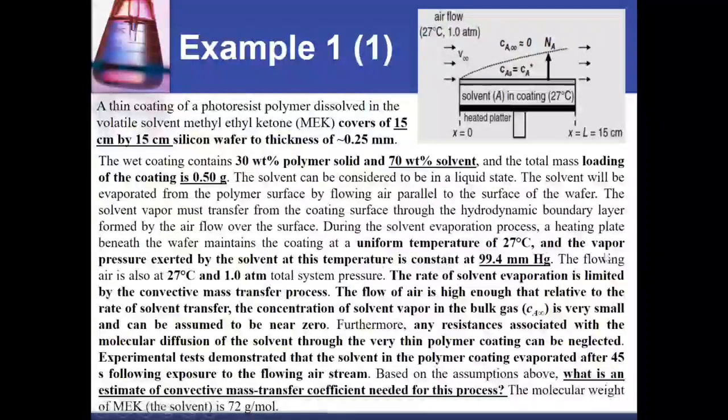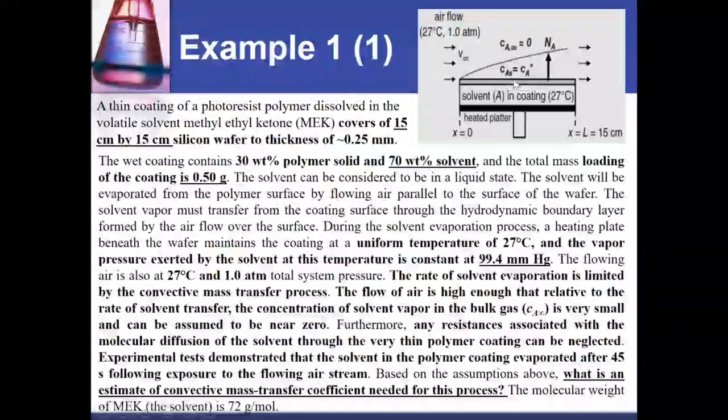So the total pressure, or the air flowing here, is also at 27 degrees Celsius, so the same temperature, and a total pressure of 1 atmosphere. The rate of solvent evaporation is limited by the convective mass transfer process. So you will have the solvent diffusing through the coating layer, and then once it reaches here, it will transfer by convection. And in this bulk of air, the concentration is constant. We'll come to it later.